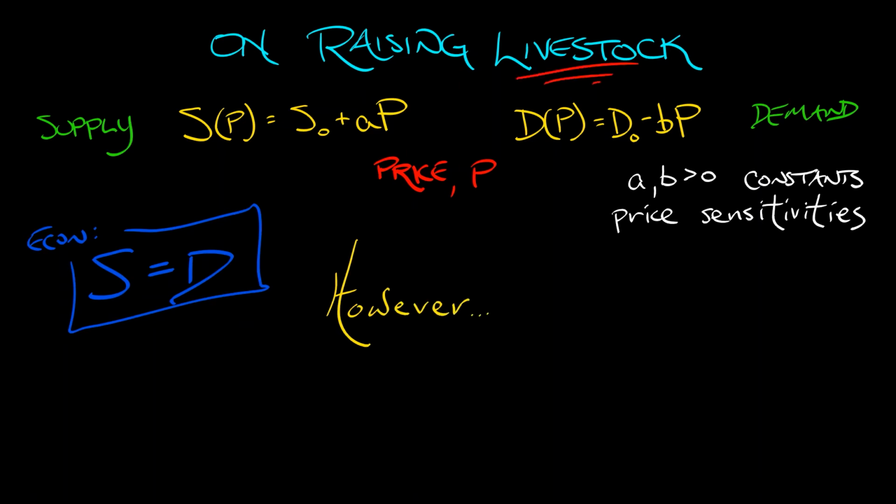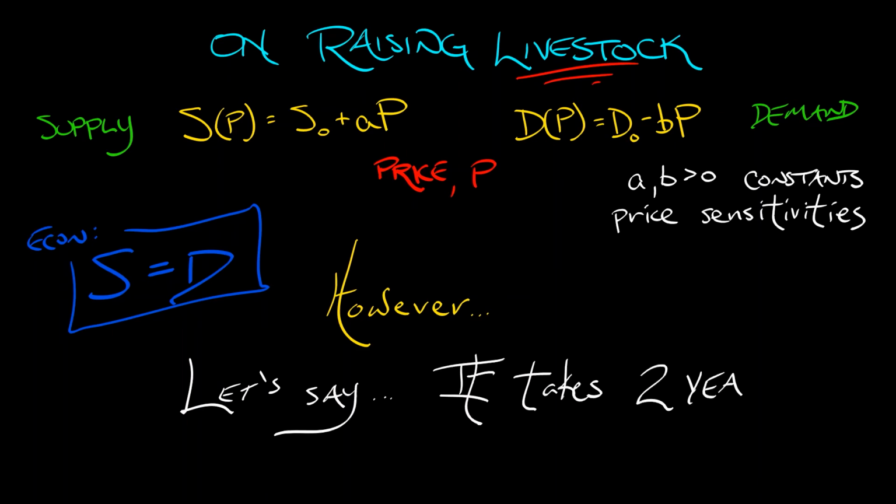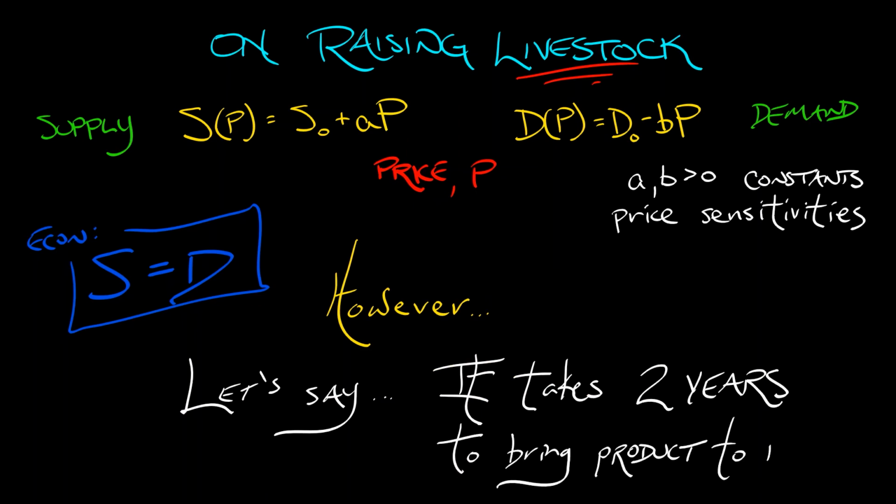However, here's the interesting thing. This is raising livestock. Let's say that it takes 2 years to bring a product to market. You decide now how many pigs you're going to raise, how many cows you're going to raise. And let's say it takes 2 years to bring that product to market. Now, maybe it doesn't take 2 years to get a market-sized pig. I don't know. But if you're doing something like semiconductor manufacturing, where it might take 2 years or more to build a plant, get the assembly lines up and running, get the product out, this sort of time delay is where it gets interesting.